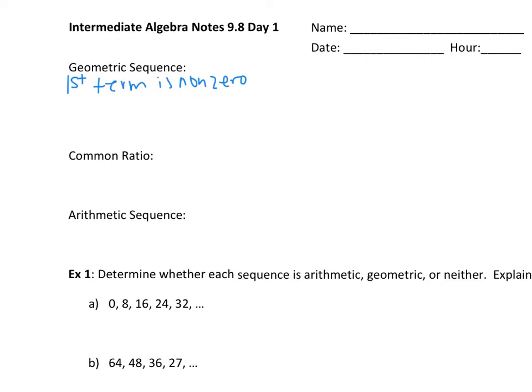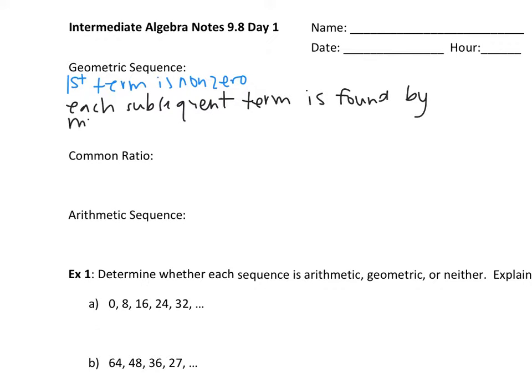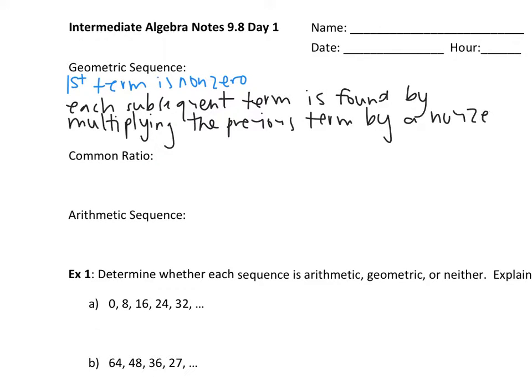So I'll write each subsequent term is found by multiplying the previous term by a non-zero constant called the common ratio.